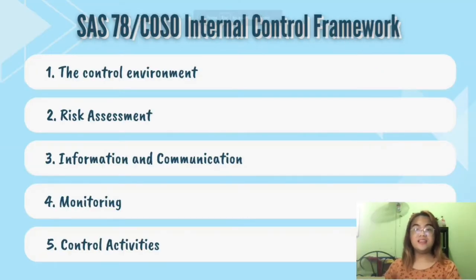Moving on, if you still can remember the discussion of Sir A from Chapter 3, na-discuss niya ron yung about sa Committee of Sponsoring Organizations of the Treadway Commission or yung COSO. So, I believe there is no need to discuss this part deeper since na-discuss naman siya thoroughly by Sir A. I'll just mention na lang yung 5 elements or components ng COSO framework, namely the control environment, risk assessment, information and communication, monitoring, and control activities.